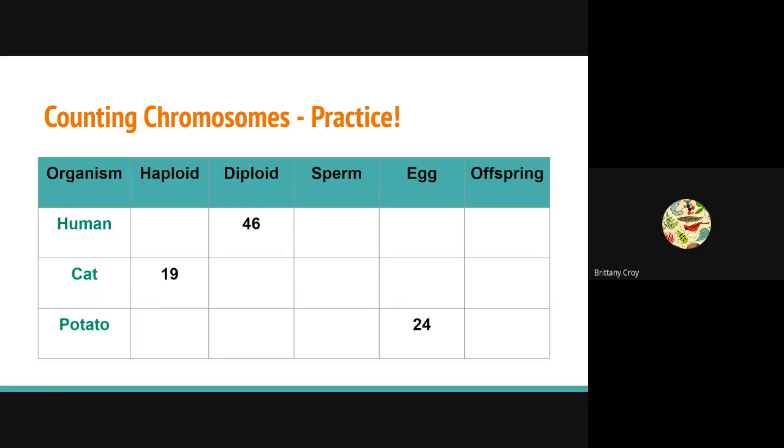Let's talk a little bit about chromosome numbers. So haploid means half, and diploid means the full set. Given that information, can you fill in the rest of this chart? Go ahead and pause the video if you need to and fill it in. And hopefully these were the answers that you got.